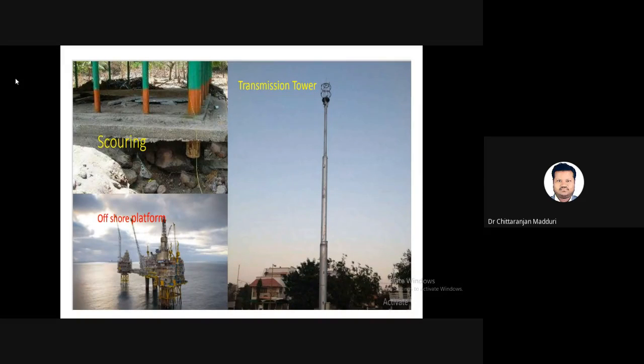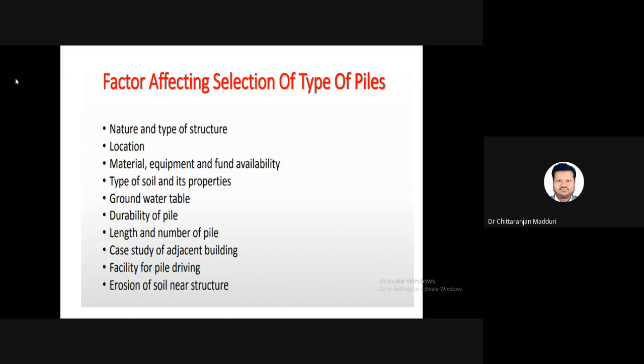We have so many types of piles, but while selecting the pile, we need to keep in mind certain factors. A pile is selected based on these factors: nature and type of structure, location, material, equipment and fund availability, type of soil and its properties, groundwater table, durability of pile, length and number of piles, case study of adjacent buildings, facility for pile driving, and erosion of soil near the structure. While selecting a pile, we need to keep in mind all these points. Each and every point is self-explanatory.